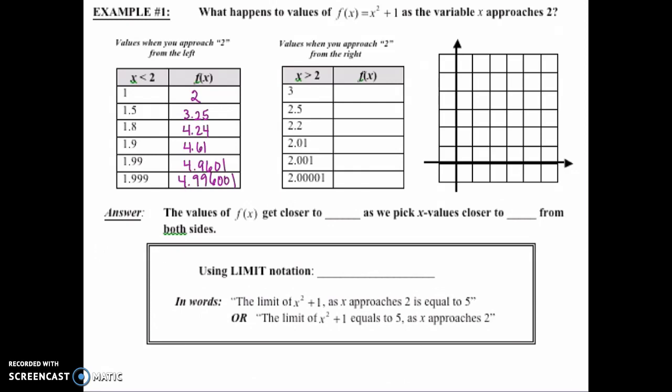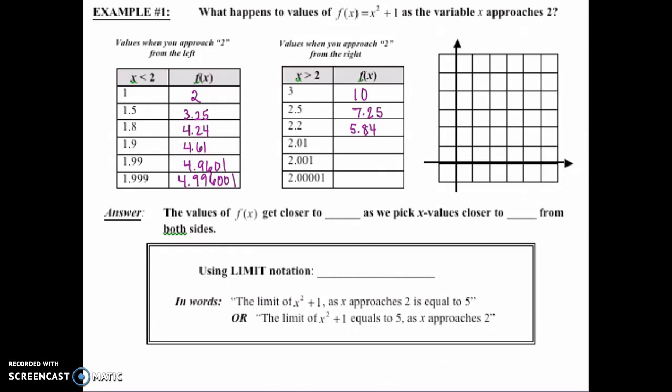Okay, so now let's do the same thing. But instead of approaching 2 from the left-hand side, we're going to approach 2 from the right-hand side. So we're going to start with numbers that are bigger than 2, and we're going to get closer and closer and closer to 2. So I started with 3. And when you plug 3 into this function, you get 10. Then I went to 2.5. So then the value of the function becomes 7.25. At 2.2, the value of the function becomes 5.84.